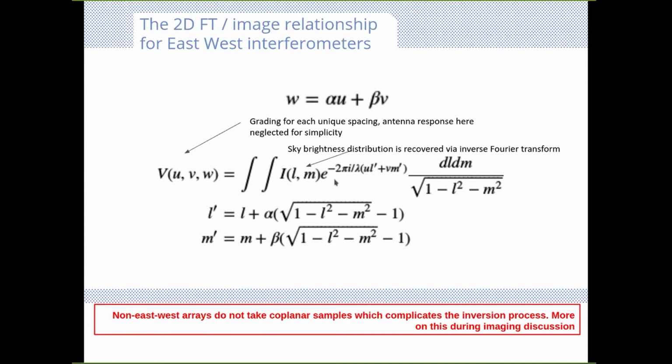This linear relationship can be applied to all spatial frequency measurements, and in such a Fourier relationship, the linearity doesn't break down. This is, as I said, not the case for non-east-west arrays. So I'll get back to that during the imaging discussion and show you how to mitigate for it.